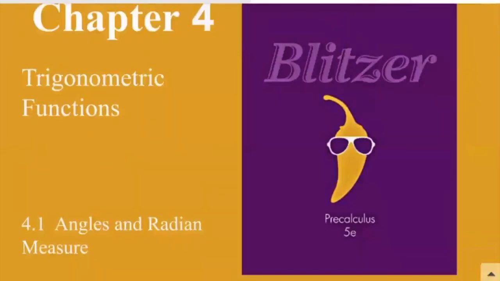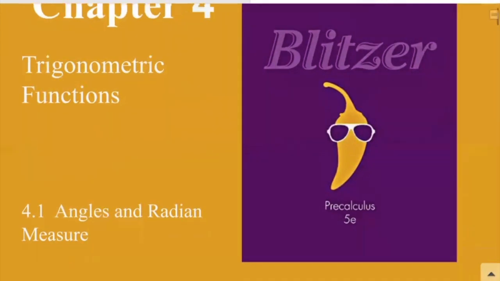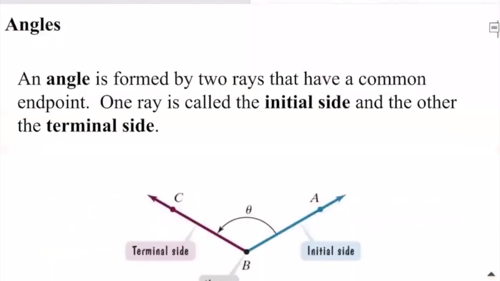Chapter 4, Section 4.1, Angles and Radian Measure. An angle is formed by two rays that have a common endpoint. One ray is called the initial side, and the other is called the terminal side. So here's an example here. We have an angle. We've got our initial side and our terminal side.